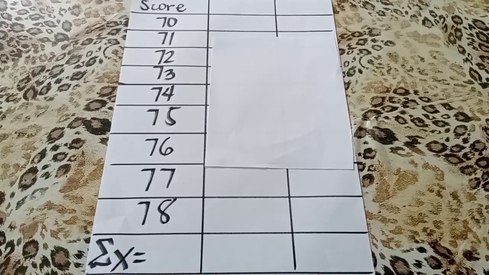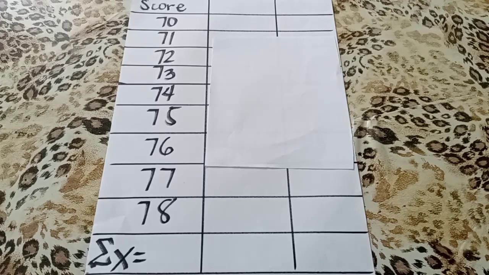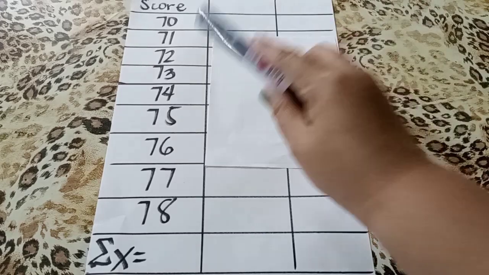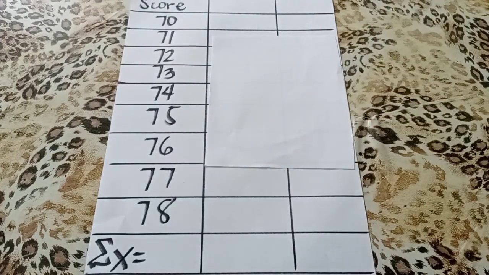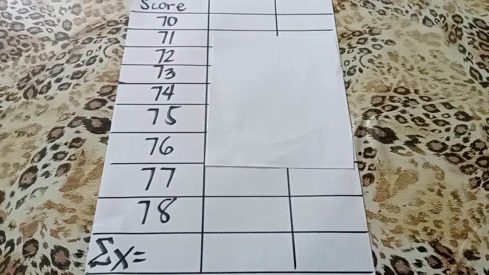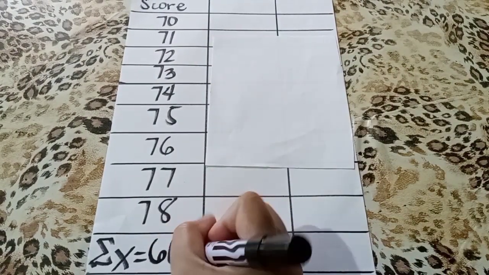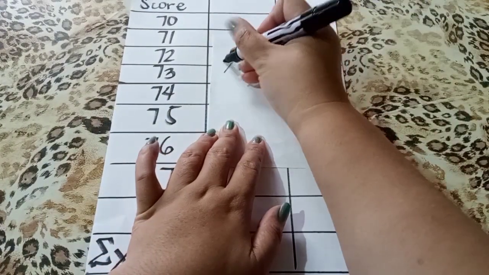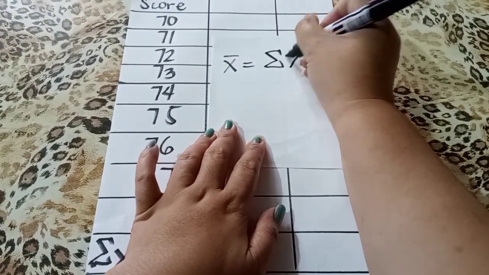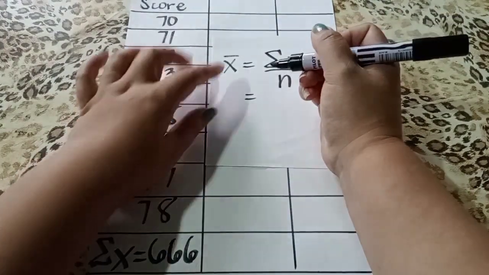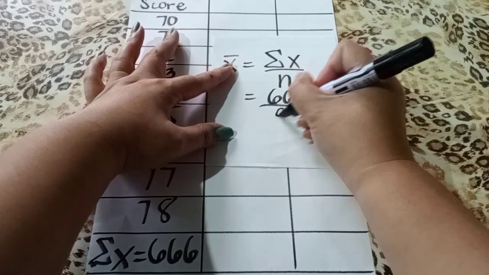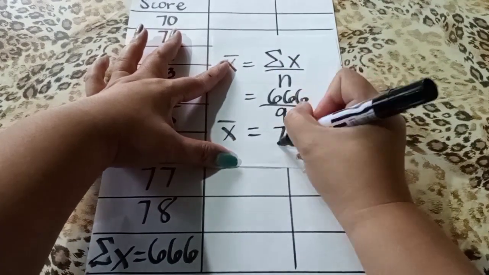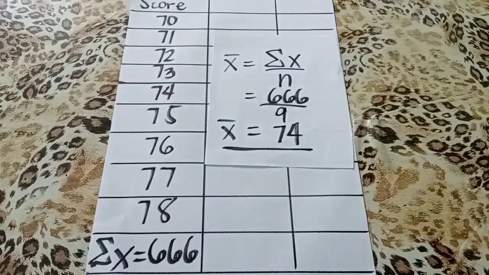Okay, now class, let us have the mean deviation. But of course, please arrange first your scores according to magnitude. So we have here 70, 71, 72, 73, 74, 75, 76, 77, 78. And then first, you need to find the mean. So you need to add first the scores. If you add this, it is equivalent to 666. Then find the mean using the formula: mean is equal to the summation of x divided by n. The summation of x is 666, divided by n, which is 9. So therefore, our mean here is equivalent to 74. So this will be our mean.